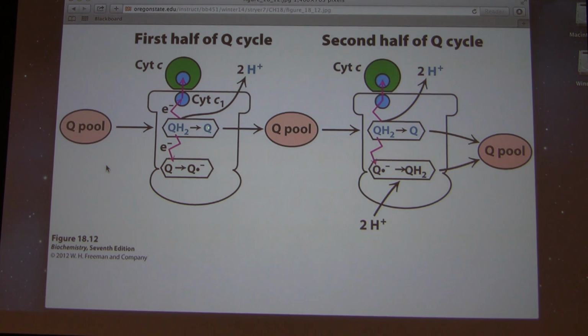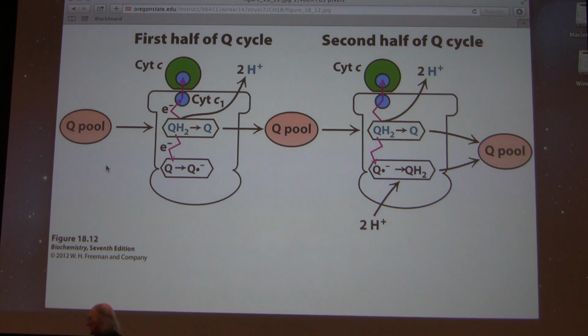At that point, we're left with Q. Because Q came in with QH2, it's donated 2 protons, it's donated 2 electrons, Q is left. So what happens to Q? It goes back out into the Q pool. Okay? So we've just done the first half of the cycle. Coenzyme Q came in with 2 electrons, 2 protons, 1 electron to coenzyme Q, 1 electron to cytochrome C, 2 protons pumped, Q exits complex 3. Okay? With me?